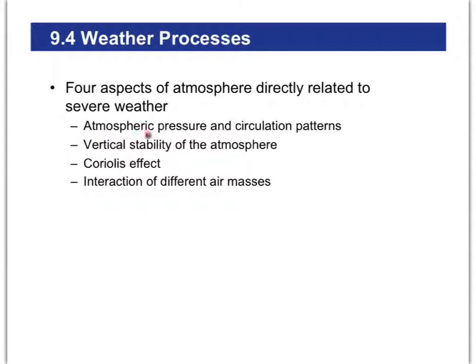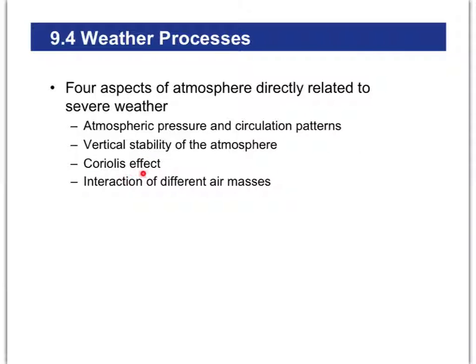First of all, we're going to talk about pressure, what atmospheric pressure is, and how differences in pressure cause wind to move from point A to point B. We're also going to be talking about vertical stability of the atmosphere. What that means is if air is unstable, it's prone to rise. All right, and so is air going to stay where it is, or is it going to want to rise up? We're going to see how rising air contributes to the storms that we're going to be studying.